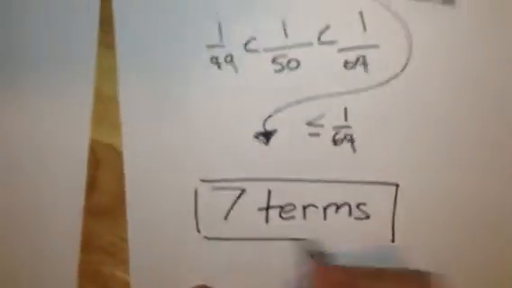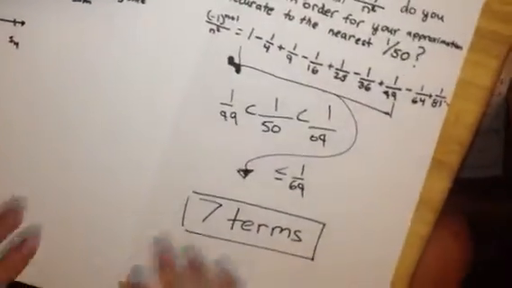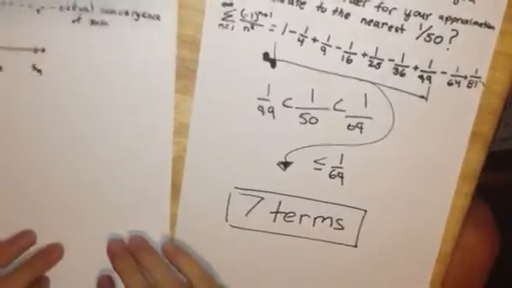And that is your answer, and that is how you do alternating series and really the understanding of it fully.